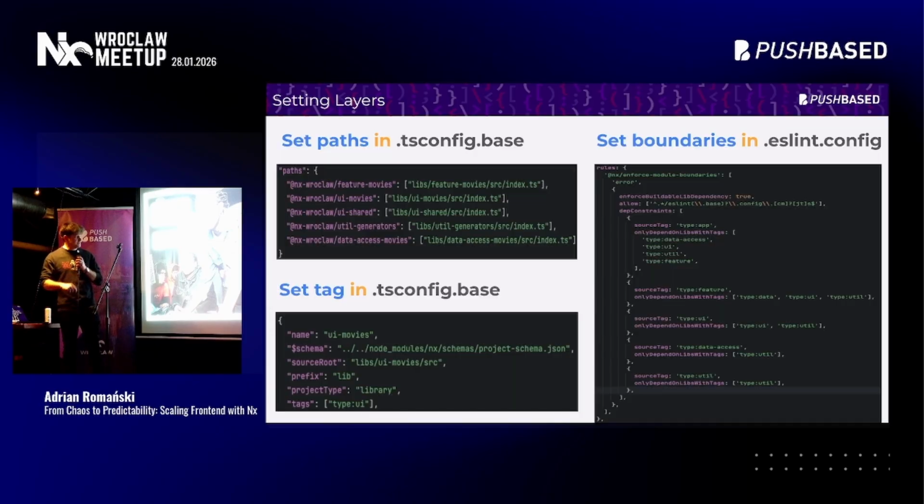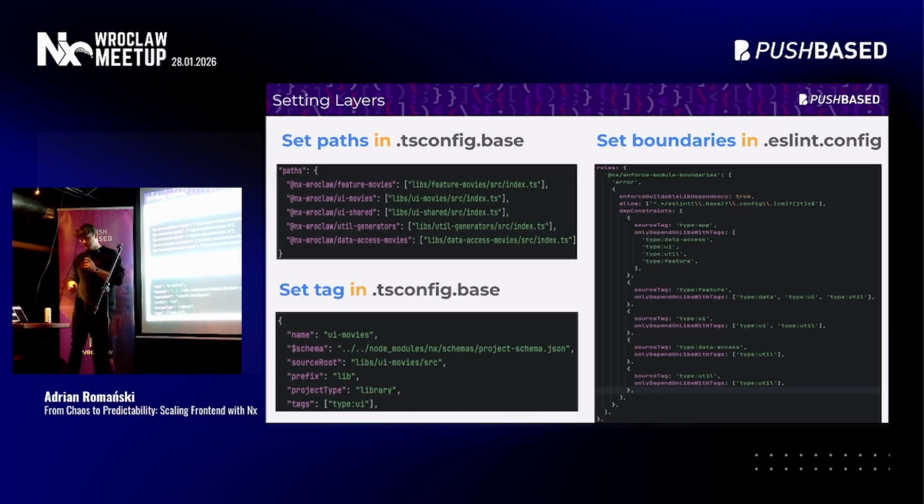And how to do it? Firstly, we need to give data to the linter. We have to set correct paths. We need to set the tag in the project JSON. So this tag would be type UI and every additional tag. And also we need to set the boundaries here. So, same as we decided in the meeting, the app can import data access, UI, util, and feature, etc.